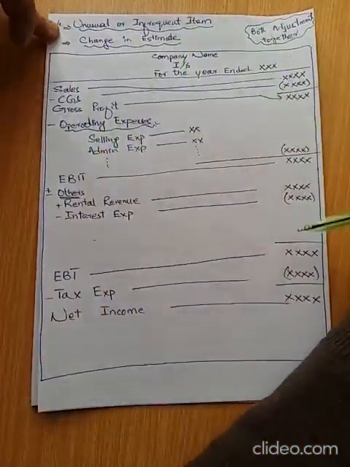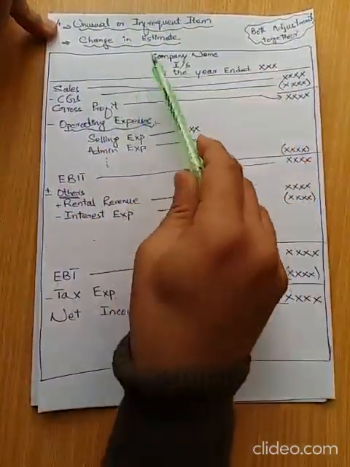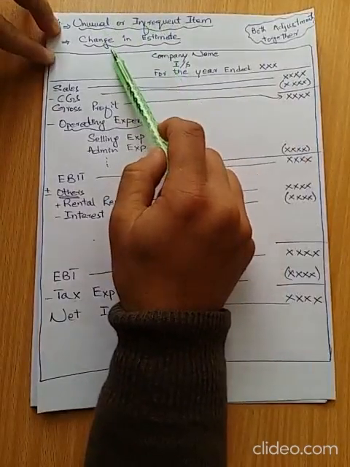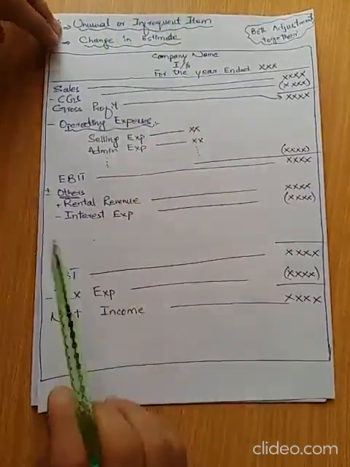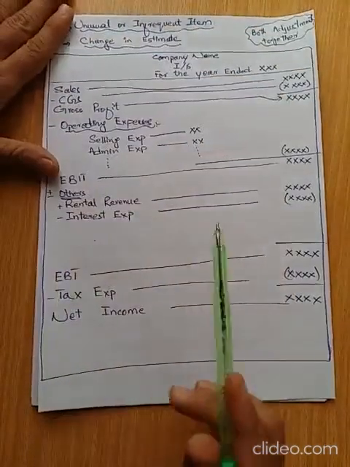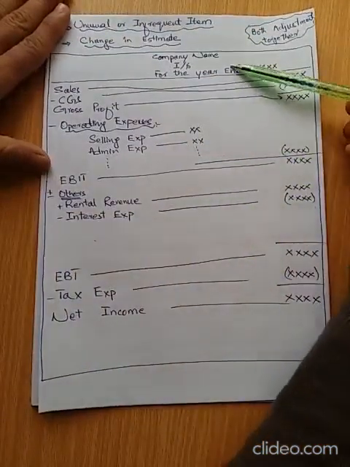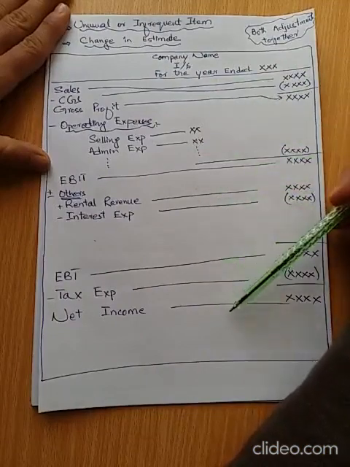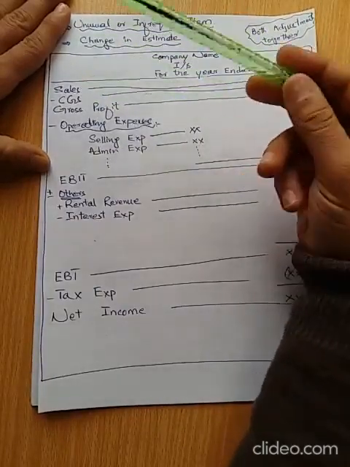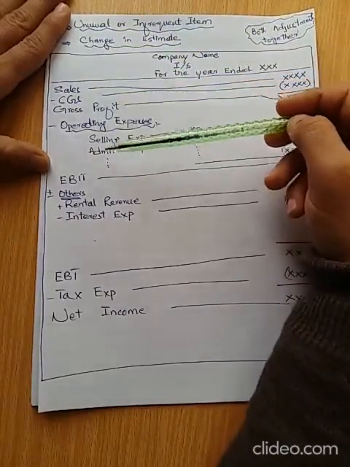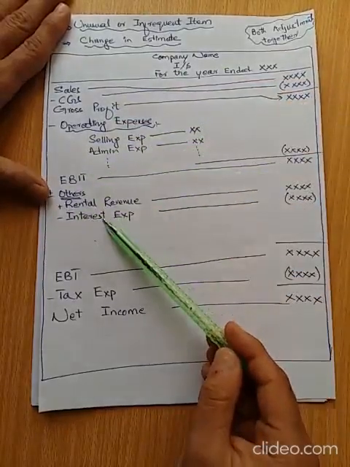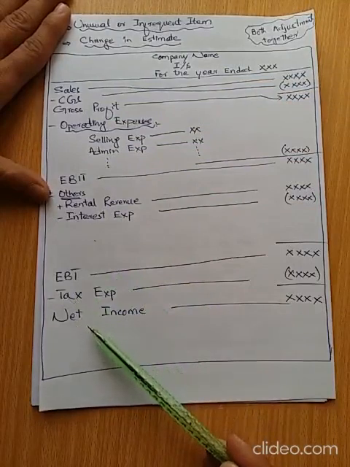So in this one example, I'm gonna teach you how to adjust unusual or infrequent item, and along with that I will also use the example of change in estimate also. So like we have one scenario for both of the adjustments together actually. So once again, in order to save time, you can see that I have already prepared an income statement for you people actually. The same figures are there, like accounts are there: sales, cost of goods sold, gross profit, selling expense, admin expenses. We got EBIT, rental revenue, interest expense, and then we got EBT, tax expense, and net income actually.